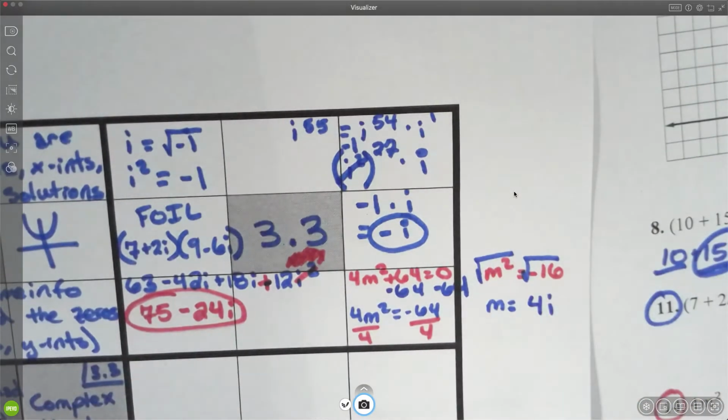But you're only half right, because who inserted the square root? Was the square root already there? On number 12, the square root's already there, so it's just 6i. But this one needs a square root, so this one needs plus minus.